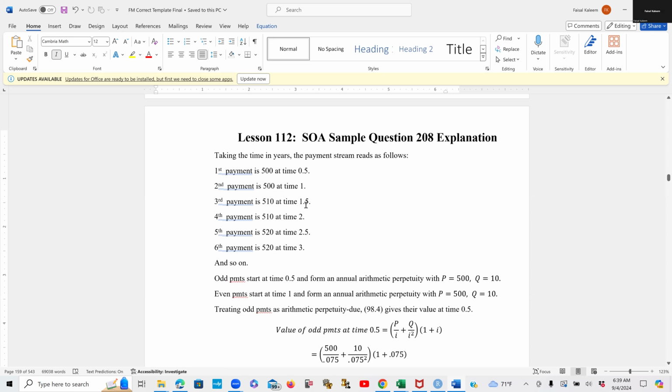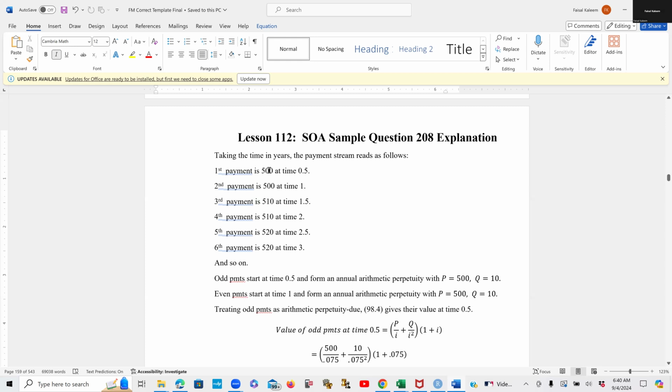So we have 510 at time 1.5 and then 510 at time 2. And then similarly, in the next year, both payments get increased by 10 again. So it's 520 at time 2.5 and 520 at time 3, and so on. So we can break it up into odd payments and even payments. If we first consider the odd payments, they start at time 0.5, because the first odd payment is the first payment, and the second odd payment is the third payment. So the odd payments start at time 0.5, and they actually increase. Every odd payment is 10 more than the previous.